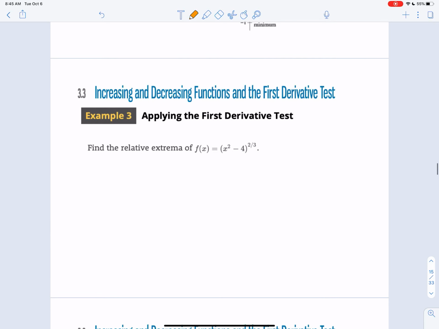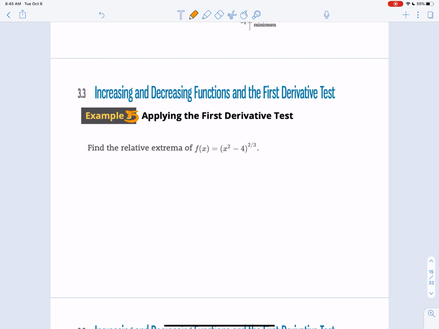Let's do this one. Okay, call this example 5. I don't know my numbers. Okay, write it down. Find the relative extrema. Okay, so they're asking us for local extremas. So what do we do? We find the derivative.